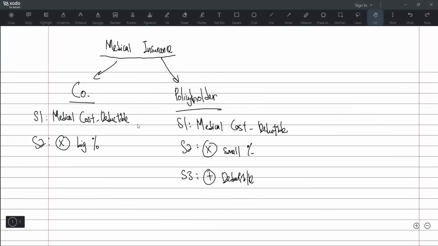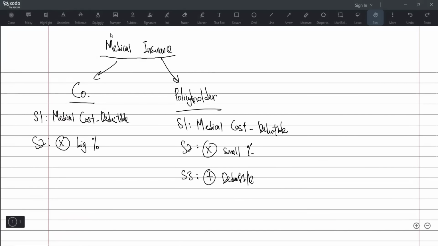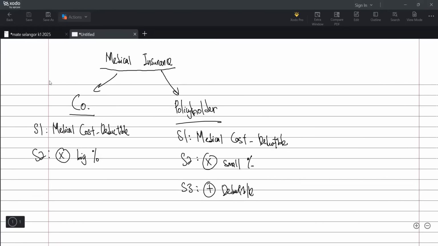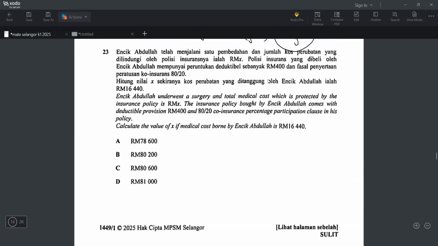Everything you need to know for medical insurance is here. If you know this, you can answer all the medical insurance questions. It doesn't matter how they ask, what paper, what question, or what book. If you know all this, you can answer all the medical insurance questions. So I will do this now.